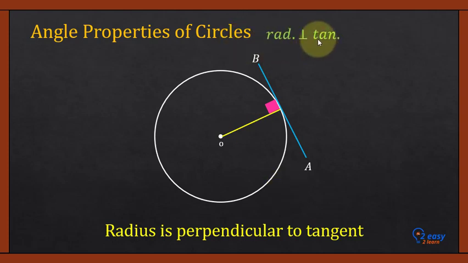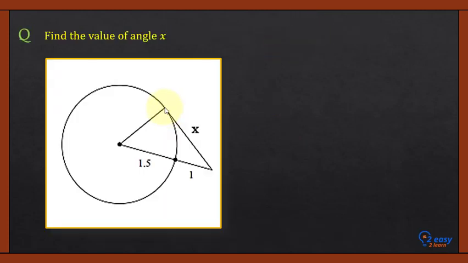So the short form is radius, this is the perpendicular sign, radius is perpendicular, touching at this point on the circumference of the circle. So that's why we call it the tangent. Now in this question, from this point to this is 1.5, so it is the radius of the circle. It means that this line is also 1.5 because it is the radius of the circle. From this point to this is 1 unit.